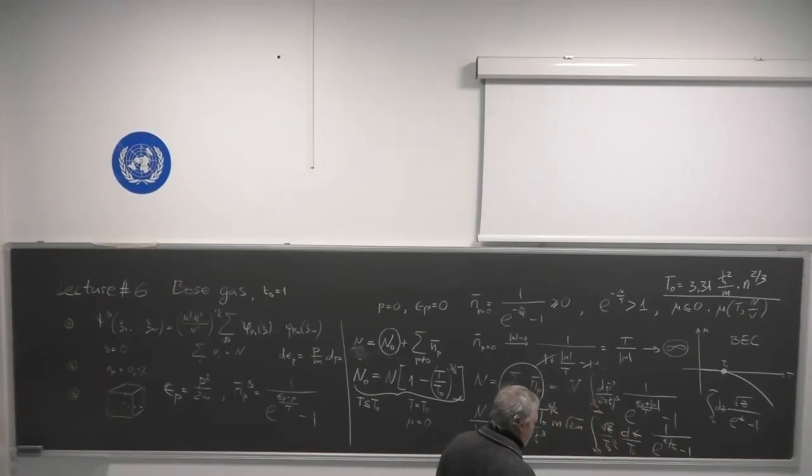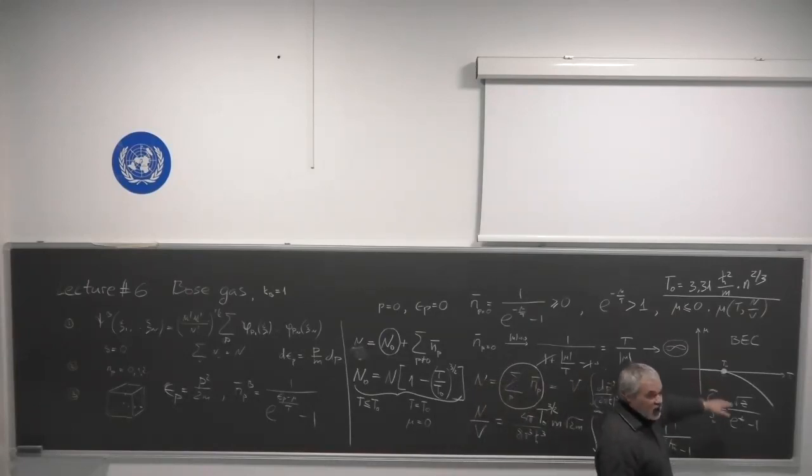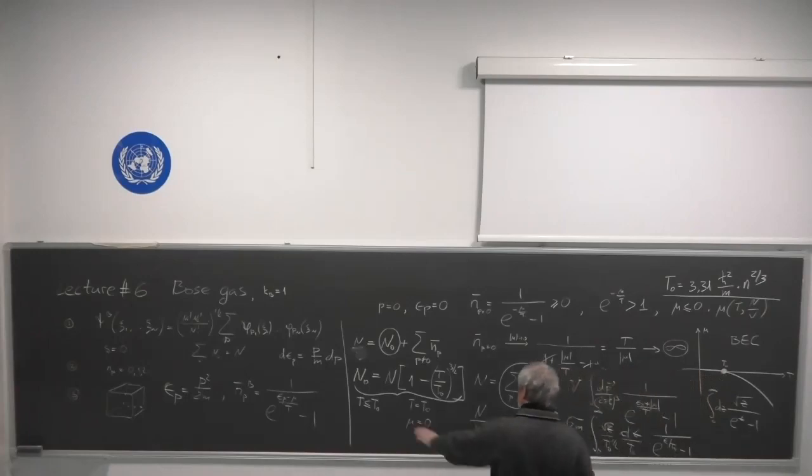So in the three-dimensional case, we derived a temperature at which an ideal Bose gas, with no interaction whatsoever, undergoes the transition into the state where a macroscopic number of particles occupy the state characterized by zero momentum or zero energy. And this phenomenon is known as Bose-Einstein condensation. Any question about that?